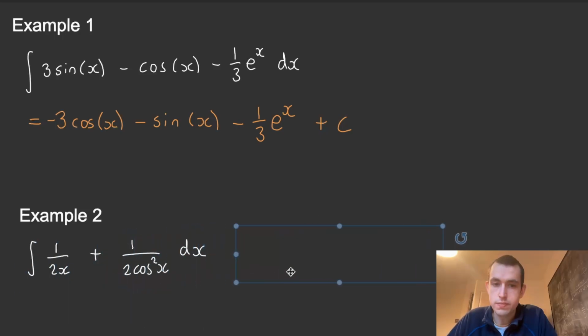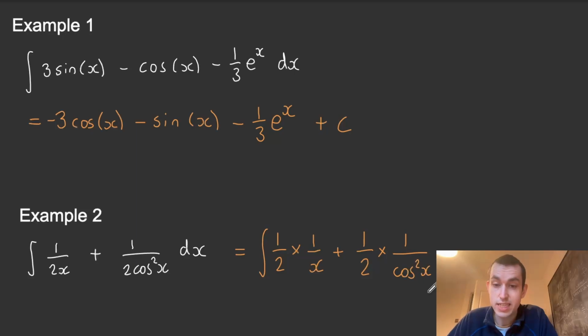In example 2, we've got the integral of 1 over 2x plus 1 over 2 cos squared x. Not quite as easy this time because the 1 over 2x isn't quite how we want it. So we first need to rewrite this as 1 over 2 lots of 1 over x, because now this is something that we know how to integrate. Similarly, we can do that for cos. So 1 over 2 times 1 over cos squared.